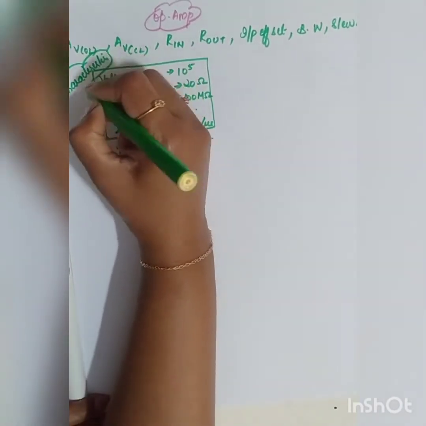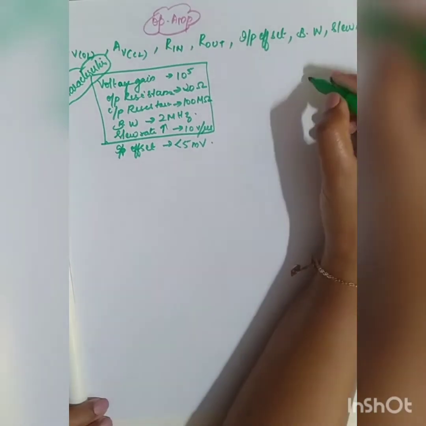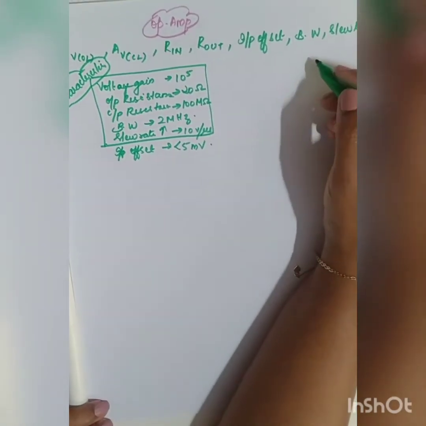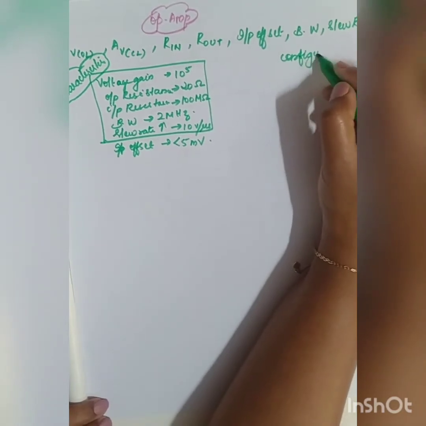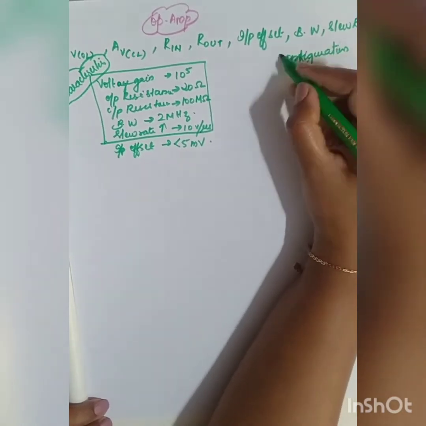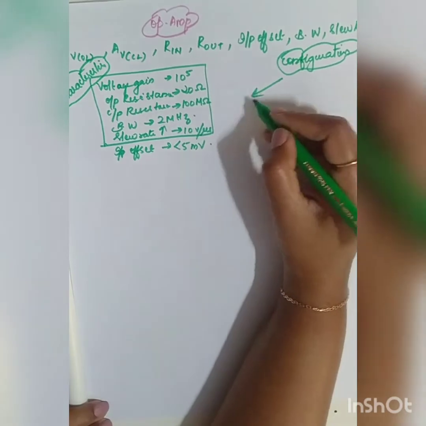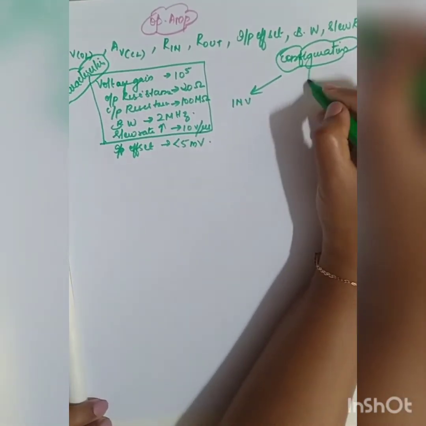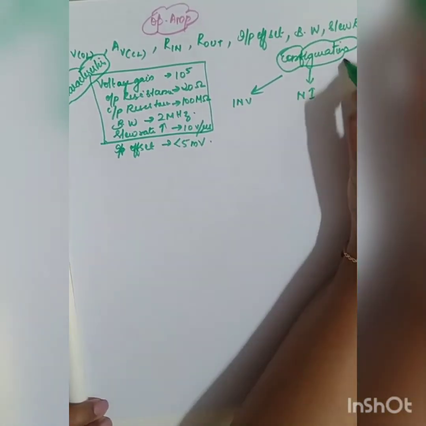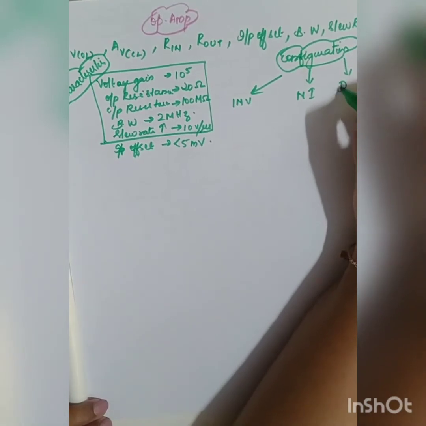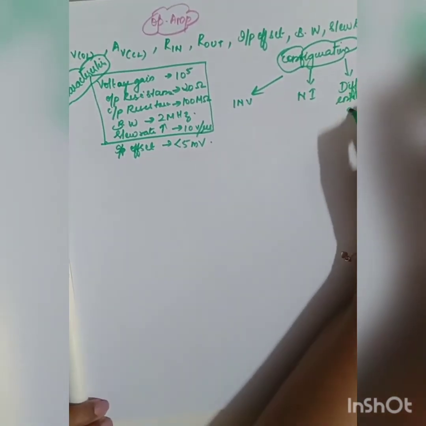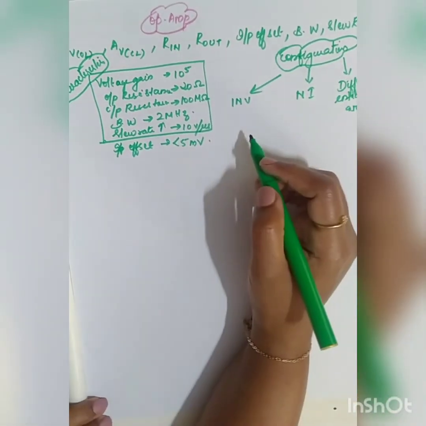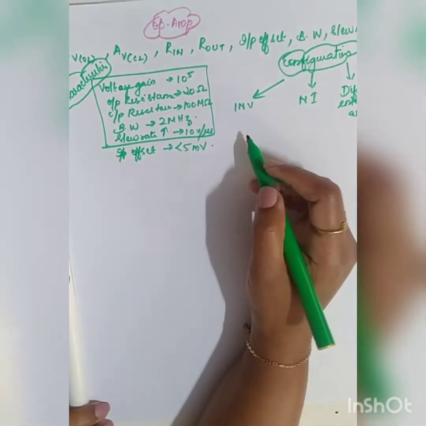After characteristics, you have gone for your op-amp configurations. You have studied 3 configurations. One is the inverting amplifier. Second one is your non-inverting amplifier. And the third one is your differential amplifier. If the input is given across the inverting terminal, then it is called an inverting amplifier.